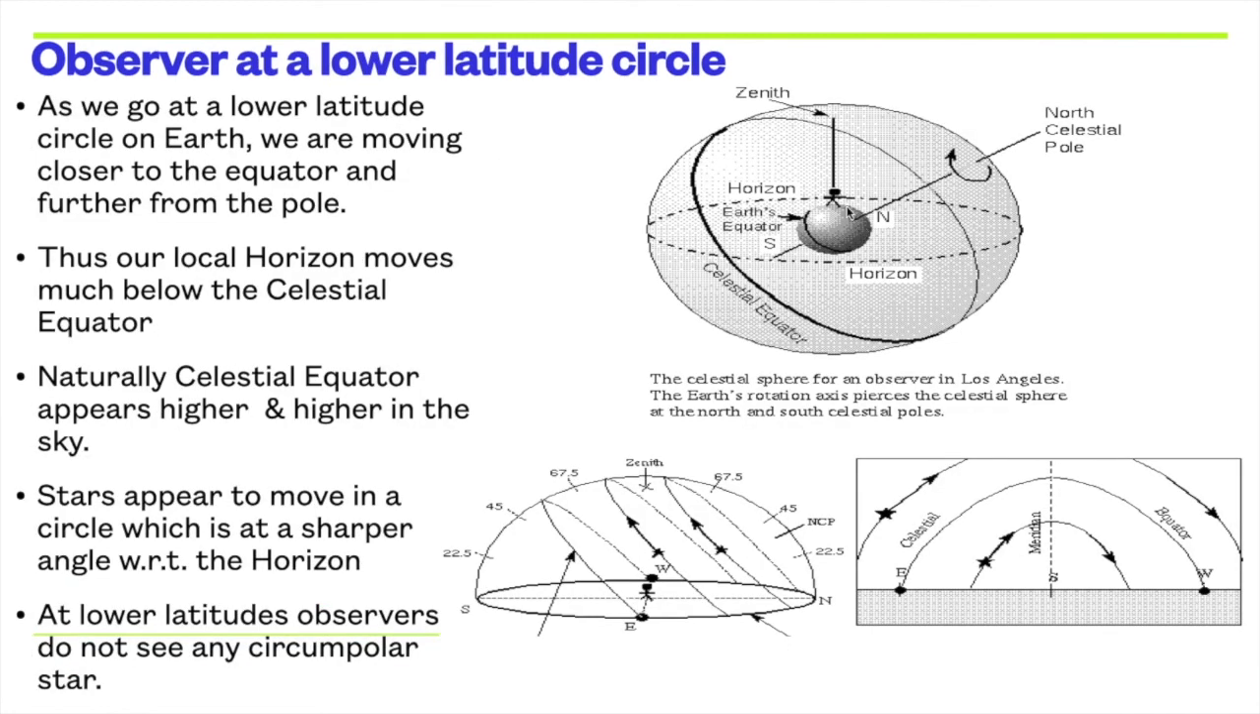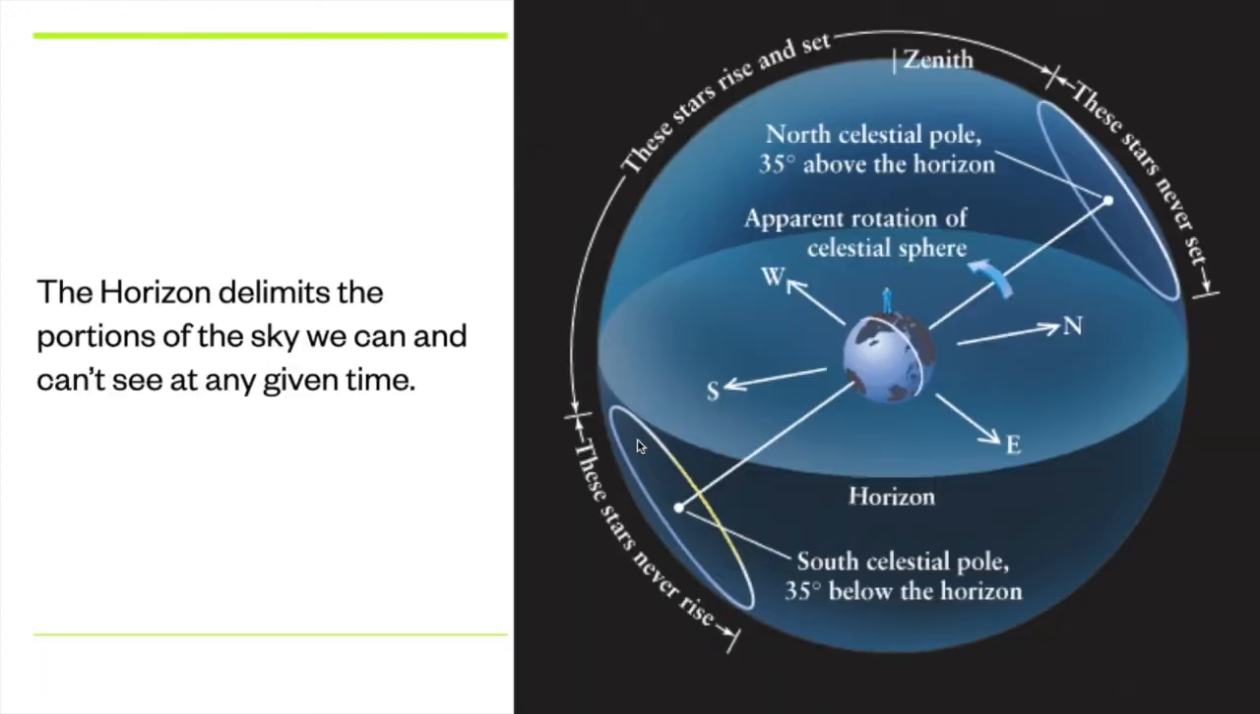If this person moves further south and goes on to a lower latitude circle, for him the horizon is still the same horizontal plane, his zenith is here, but the equatorial plane is even more tilted. For this person, the stars are moving along this kind of tilted circles. So you see that the circles are more sharply angled with respect to the observer's horizon. This slide tells you how the horizon delimits the portion of sky that one can or can't see at a given time of the day.